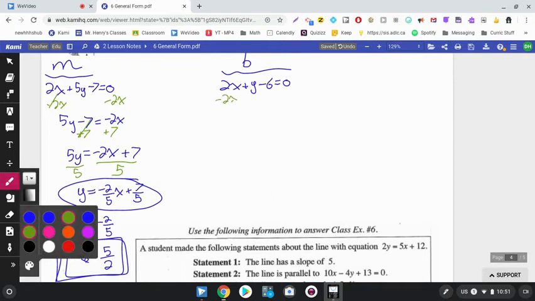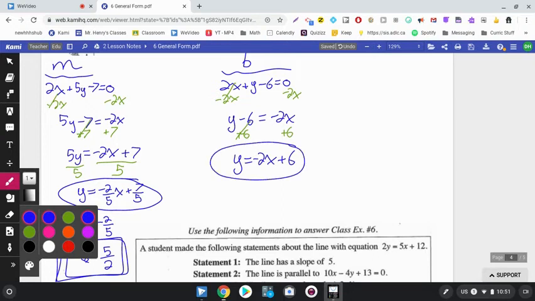So let's get rid of the 2x, minus 2x, minus 2x. y minus 6 equals negative 2x. Move that 6 over, add 6 to both sides. y equals negative 2x plus 6. All right, well, that's rearranged to y equals mx plus b. I do not care about the slope. Slope's negative 2, forget about it. What I care about is your b value of 6, your y-intercept of 6.